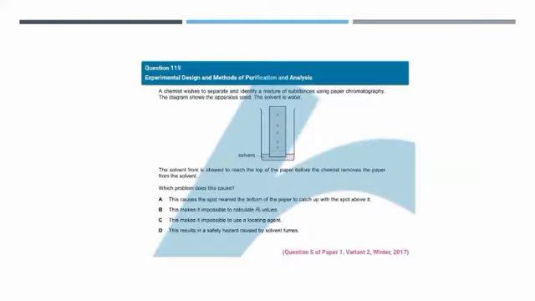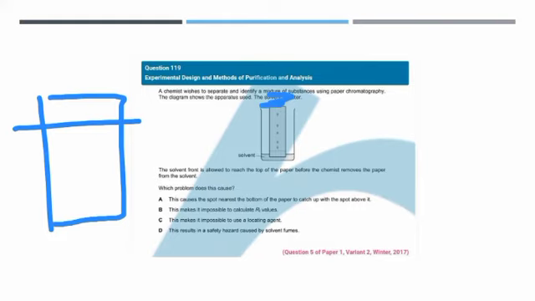Then we have a question on experimental design, methods of purification and analysis. A chemist wishes to separate and identify a mixture of substances using paper chromatography. The diagram shows the apparatus used. The solvent is water. The solvent front is allowed to reach the top of the paper. You must have seen in all the examples, my solvent front was still here. It did not reach the end of the paper.